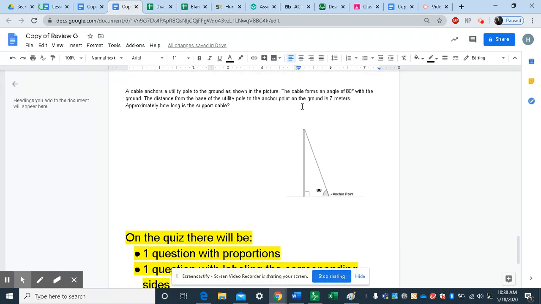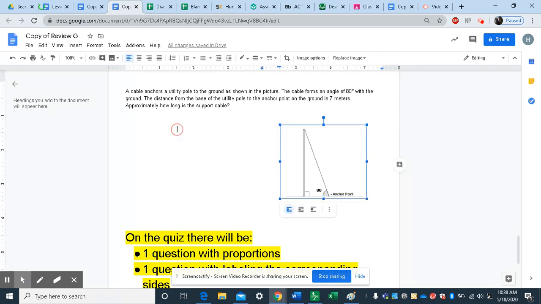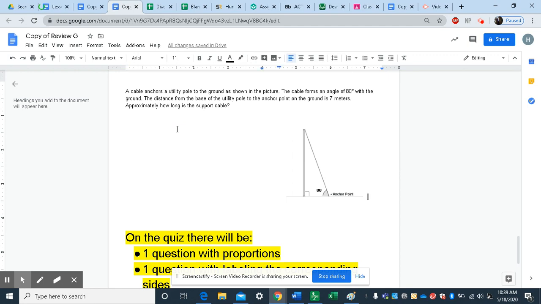This is the exact same problem as we did before, but this time I changed the numbers. So the cable forms an angle of 80 degrees with the ground. The distance from the base of the utility pole to the anchor point of the ground is 7 meters. Approximately how long is the support cable? So we need to find the cable, which is here. So that means we're going to end up using adjacent over hypotenuse, because we were given this bottom side, and the support cable is our hypotenuse, right? It's our diagonal.